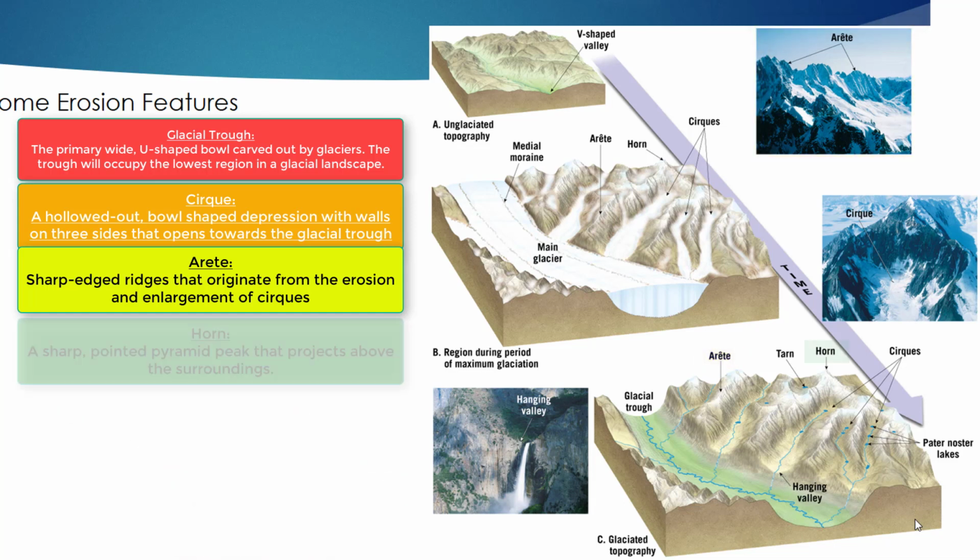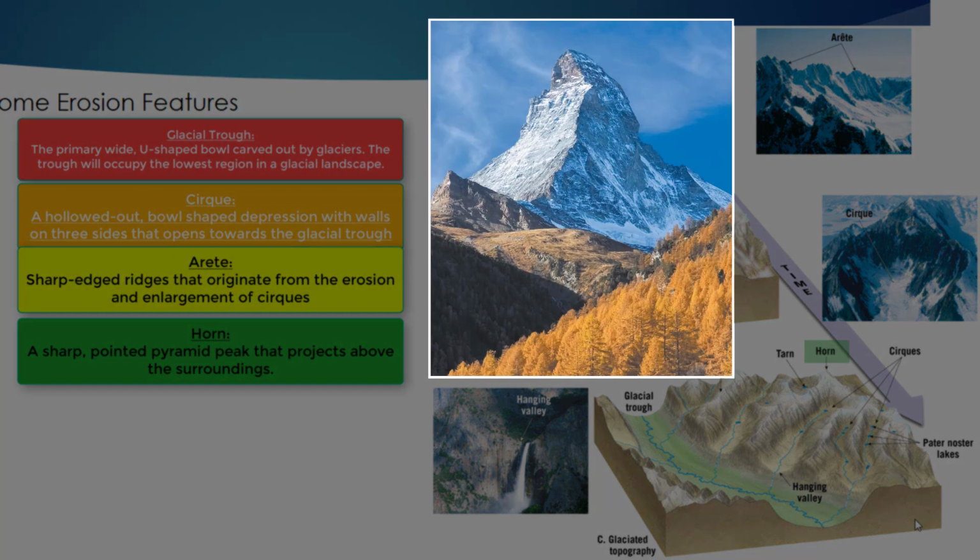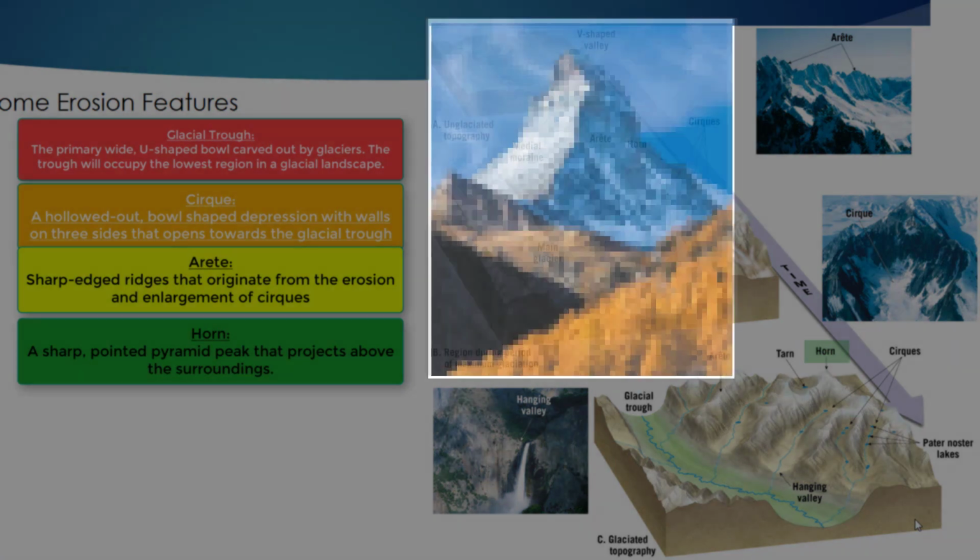A related erosional feature is the horn. A horn is a pyramid-shaped mountain peak, and here's a really dramatic picture of a horn. This picture shows a really well-developed, pyramid-shaped peak.